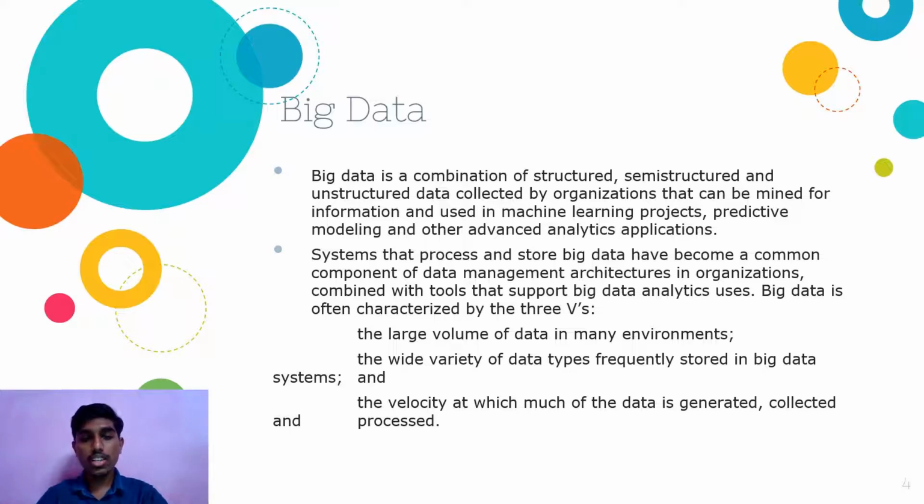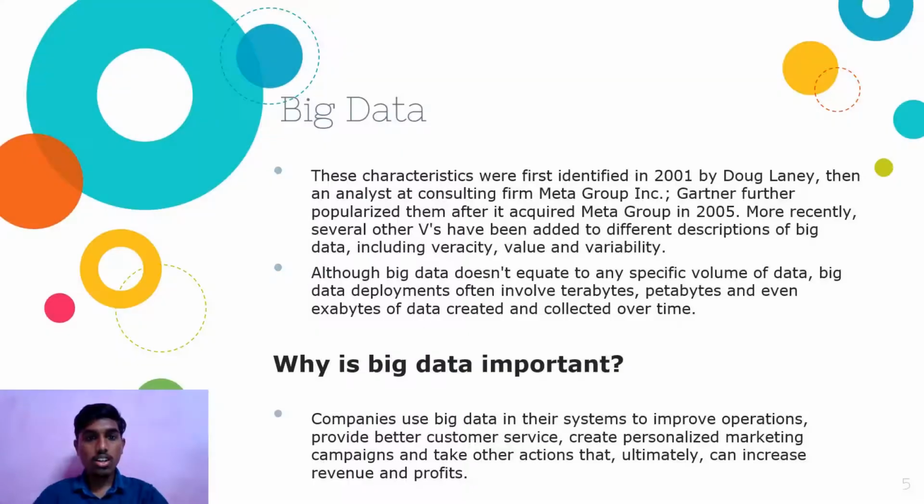Big data is often characterized by the three V's: the large volume of the data in many environments, the wide variety of data types frequently stored in big data systems, and the velocity at which much of the data is generated, collected, processed. These characteristics were first identified in 2001 by Doug Laney, then an analyst at consulting firm Meta Group Inc. Gartner further popularized them after it acquired Meta Group in 2005.